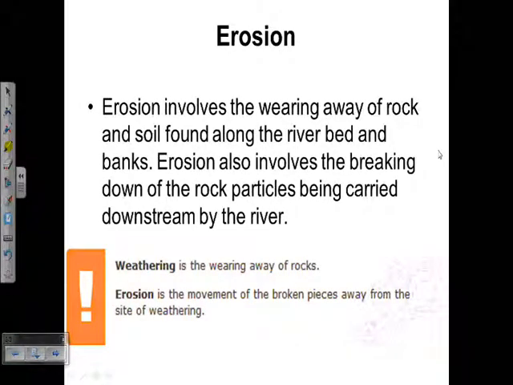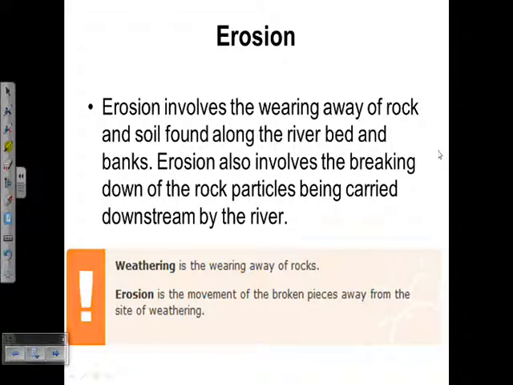Erosion. Erosion involves the weathering away of rocks and soil along the riverbed and banks. Erosion also involves the breaking down of rock particles being carried downstream by the river. Here's the important part. Weathering is the wearing away of rocks. Erosion is the movement of the broken pieces of rock away from the site of the weathering.